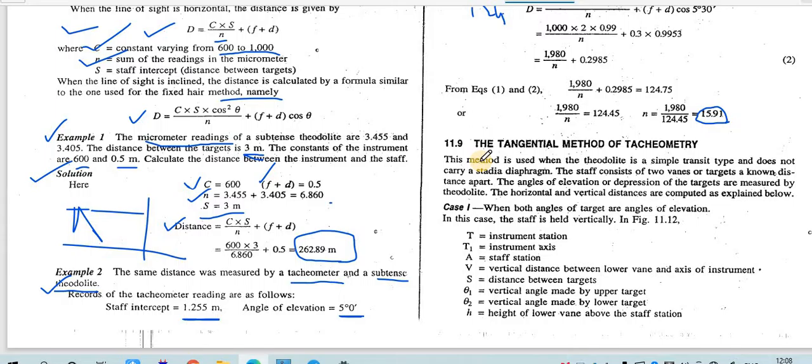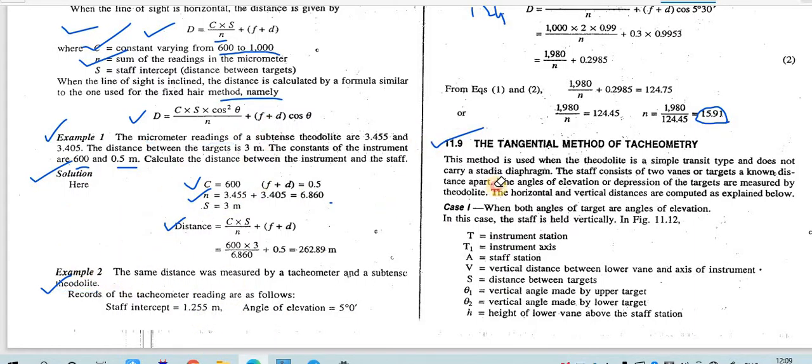So this is the second method we have completed of your tacheometric surveying, and now we'll start with the next and the last method of your tacheometric surveying, that is called the tangential method. In the tangential method, as I have told you earlier, we don't need a special type of tacheometer or diaphragm. In this, a normal theodolite can be used. The only difference in this method is that we need to take more observations as compared to the fixed hair method.